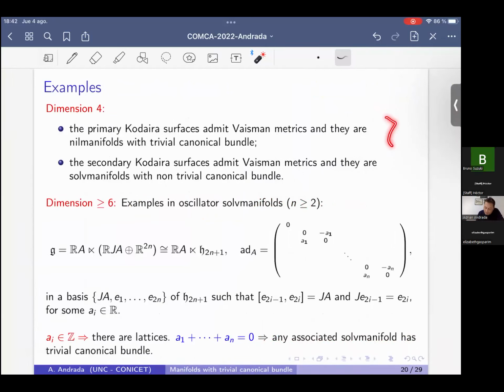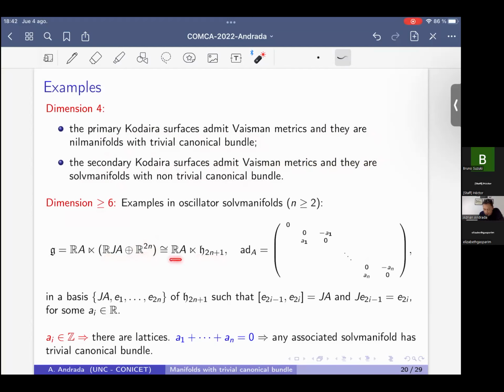For instance, in dimension 4, our construction gives all of them, and the only ones that have trivial canonical bundles are the primary Kodaira surfaces, which are nilmanifolds. And there are some manifolds which give the secondary Kodaira surfaces, and they do not have trivial canonical bundle. And then we can produce many examples in higher dimensions when the Kähler flat Lie algebra is exactly the abelian one. When we do the central extension, we obtain the Heisenberg.